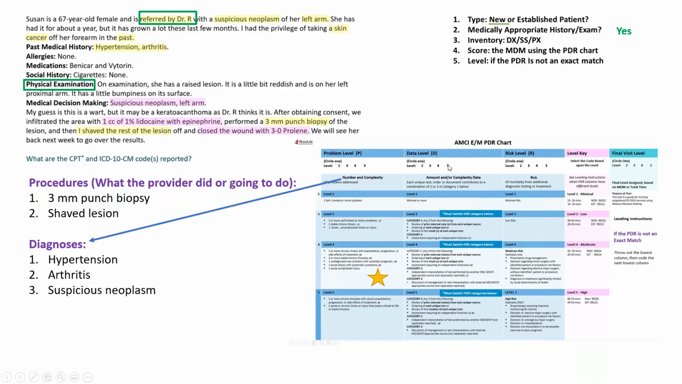Also, let's look at the data review, the amount and complexity of data. I don't see any data. Do you? I don't. I don't see any. This provider is going off their own evaluation. So guess what? The data, which we will get from this procedures list, is minimal. Everyone with me?